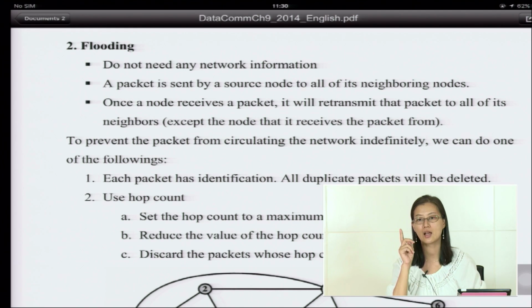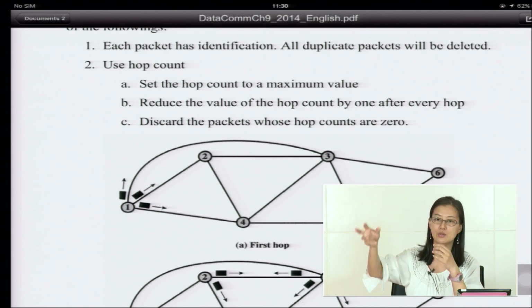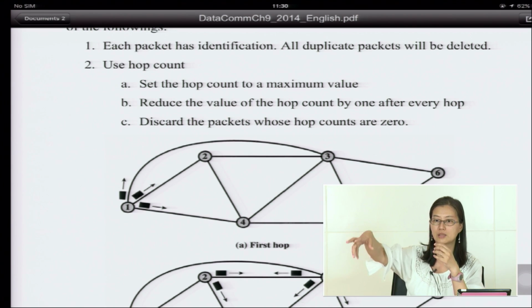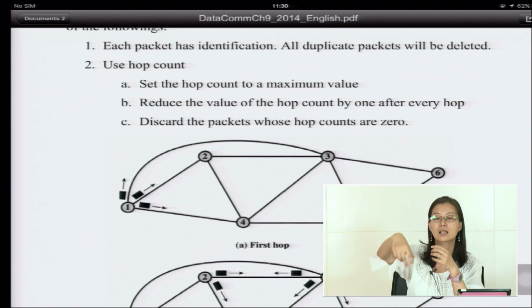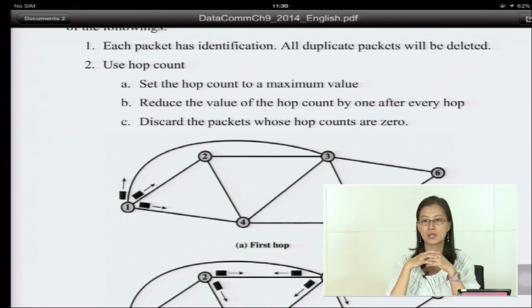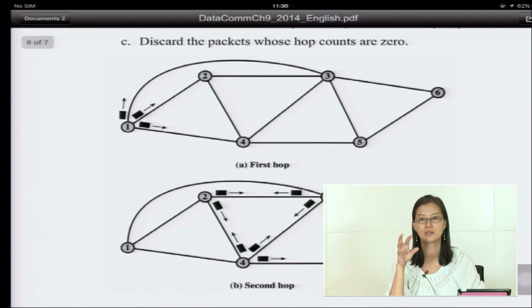So you have to set a hop count to a maximum value, and then you reduce the value of the hop count one by one. Every time you finish a hop, you go to the next node, hop count minus 1. Go to the next node, minus 1 again, until the hop count reaches 0. Then the node will discard the packet. So these are the two ways that you keep control of not too many packets.